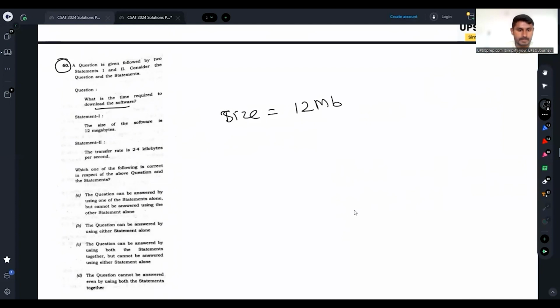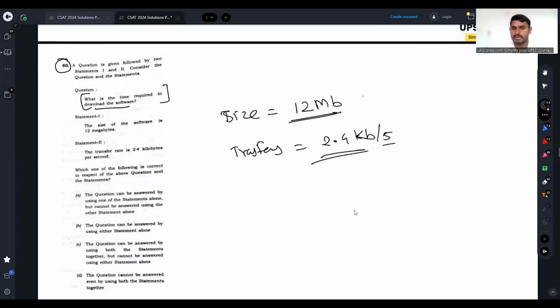Then the transfer rate is 2.4 kilobytes. So the transfer rate जो है 2.4 kilobytes है, right? And we have to find out the time required to download the software. So we should know the size of the software and the download rate or transfer rate. Then only we will be able to find out the time required to download, in seconds.